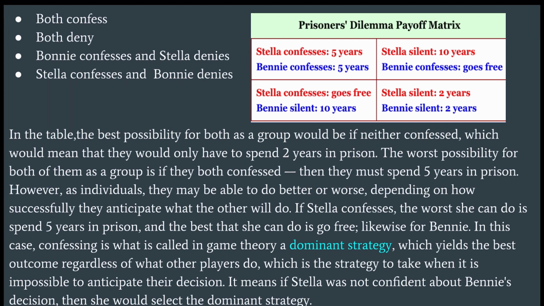Likewise for Benny. In this case, confessing is what is called in game theory a dominant strategy, which yields the best outcome regardless of what other players do. It is a strategy to take when it is impossible to anticipate the decision. It means if Stella was not confident about Benny's decision, then she would select the dominant strategy.